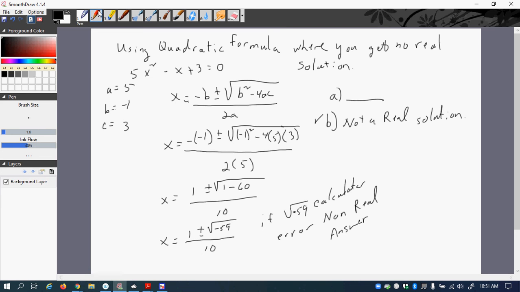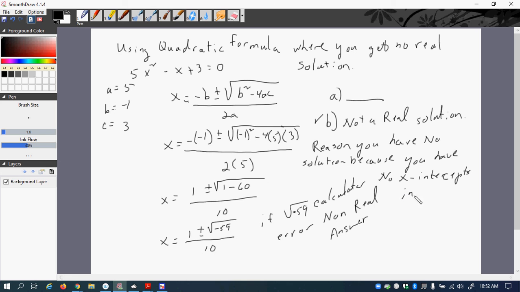So your reason for that, the reason you have no solution, is because you have no x-intercepts in this equation. And so it's not going to give you one. So that's what happens here.